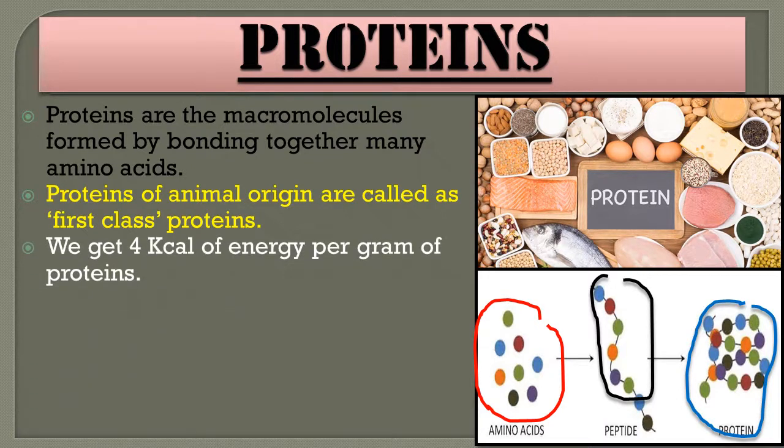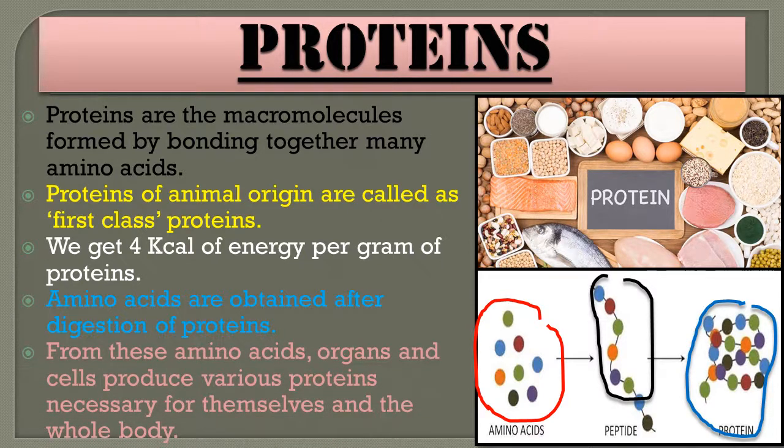And we get 4 kilocalorie of energy per gram of protein. That means from 1 gram of protein we will get 4 kilocalorie of energy. And amino acids are obtained after the digestion of protein. That means when we get protein from our food, after its digestion the amino acids are obtained, and those amino acids are absorbed in the body and transported to each organ and cell via blood.